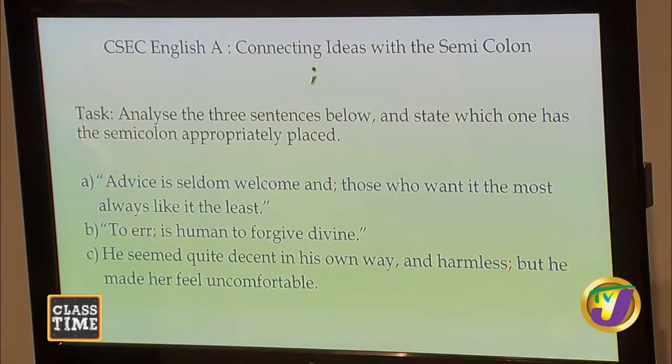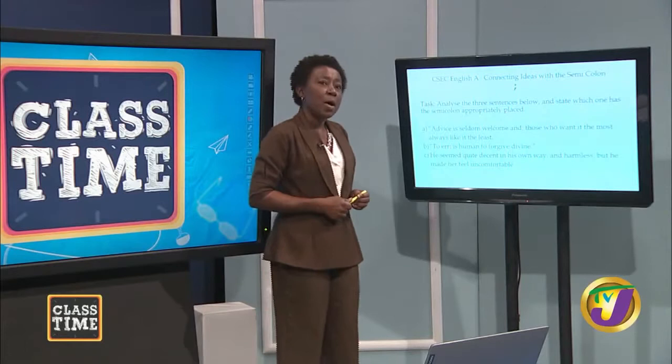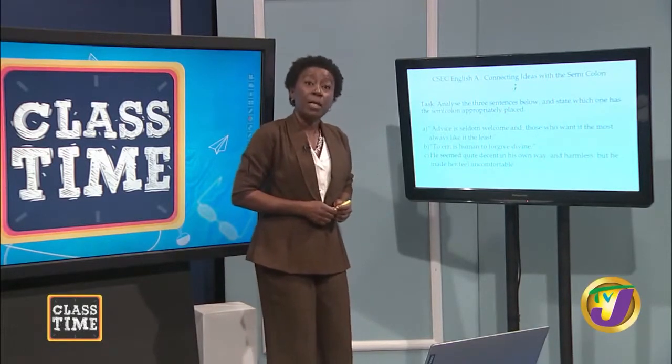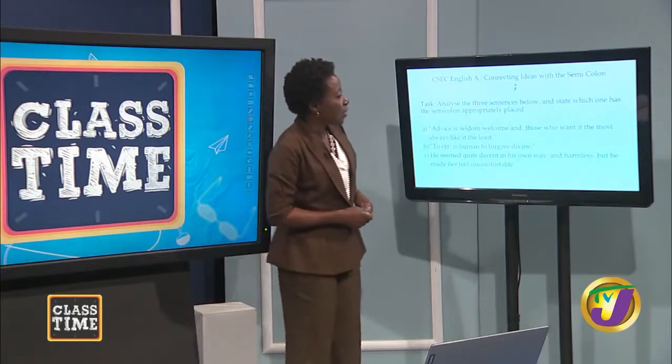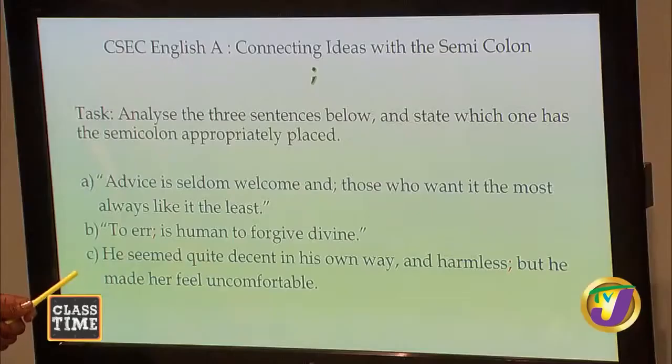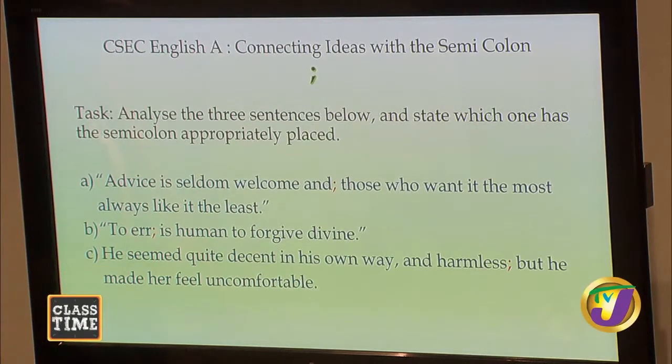Sometimes you put the semicolon without thinking, okay? You're thinking that you want to just pause a little in your writing, but the semicolon should only be placed where there's an independent thought or something that reads as a sentence. So that is the reason that we chose C as the correct answer here, because "he seemed quite decent in his own way and harmless" is a complete thought, an independent expression which can stand by itself.